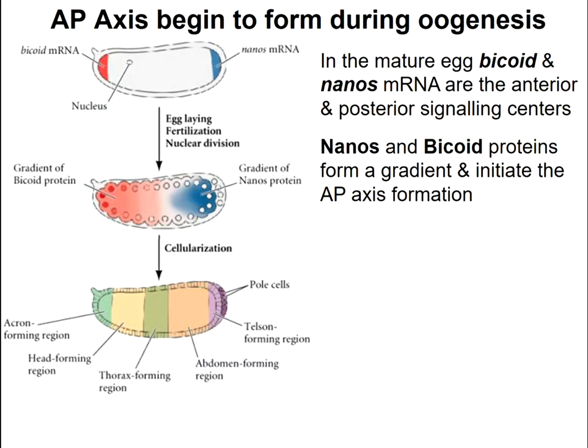So the different cells now are able to use these two opposing gradients of proteins as a GPS, so as a way to understand where they are along the anterior-posterior axis. So if they are exposed to a lot of bicoid protein, the cells become anterior cells. If they are exposed to a lot of nanos protein, the cells become posterior cells, and so on.